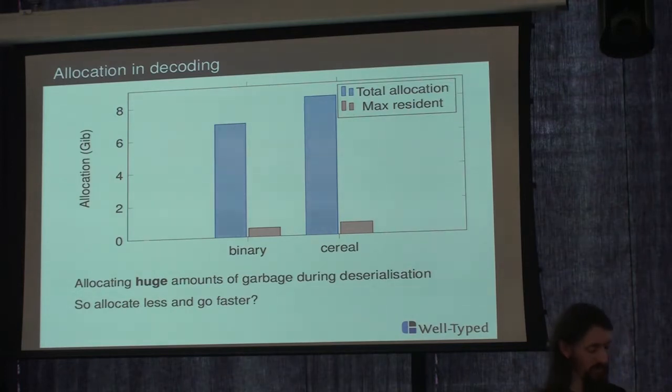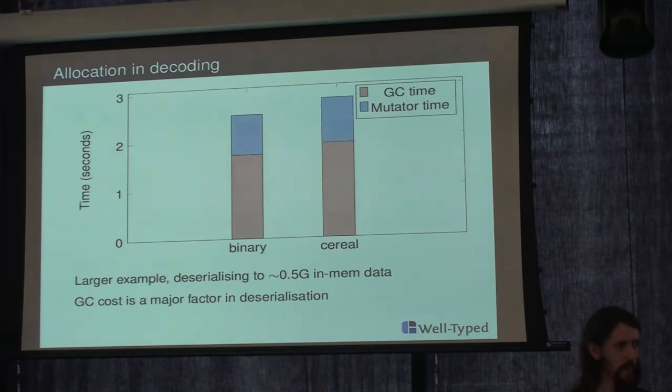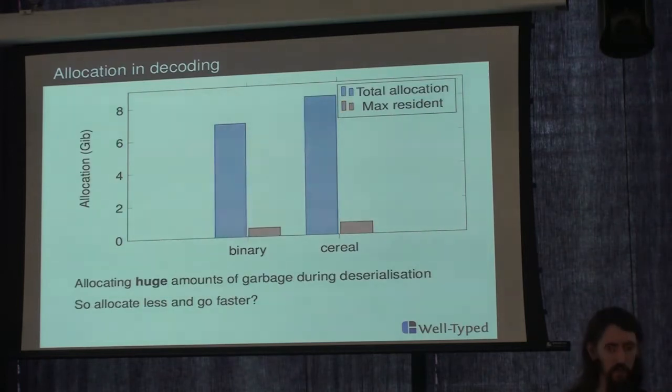And this seems like we ought to be able to do better. Right? We just saw that it spends most of its time in GC, and we're allocating vastly more than is strictly necessary to bring that data structure into memory. So we ought to be able to do better. Allocate less and go faster.